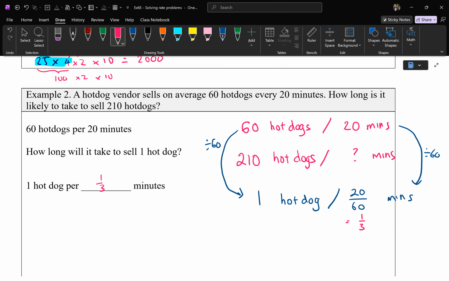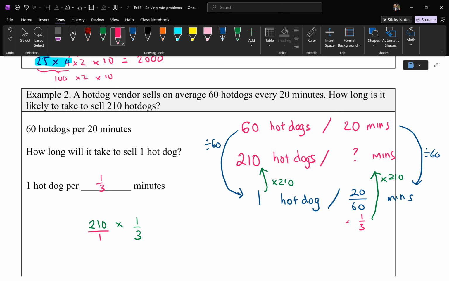So now that you know that's how long it takes to sell 1 hot dog, then to get 210, let's go backwards now. How do I go from 1 to 210? Times by 210. But that also means I can then times the 1/3 by 210 to figure out how long that would take. So here we go. The mathematics would then be, what is 210 times 1/3? Using your fraction skills, 210 as a fraction is 210 over 1. Very good.